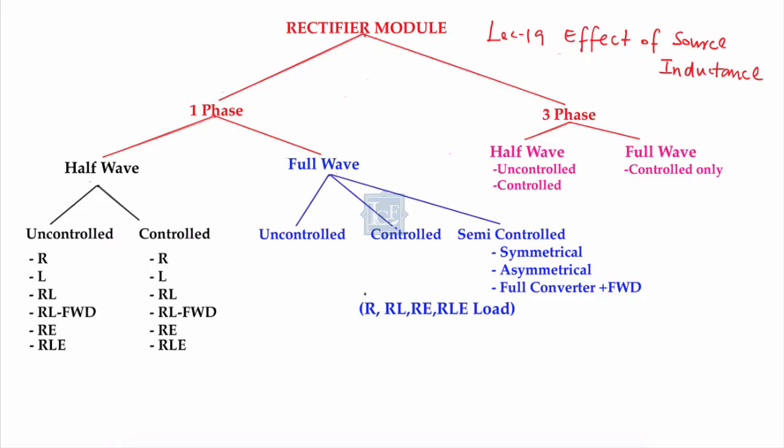Hi guys, in the previous lecture, that is lecture number 19, we have seen the effect of source inductance in single pulse converter, two pulse converter as well as in three pulse converter, and we have derived some formulas, that is the value of I naught, the change in output voltage, and what is the fundamental displacement factor if there is source inductance present in the circuit.